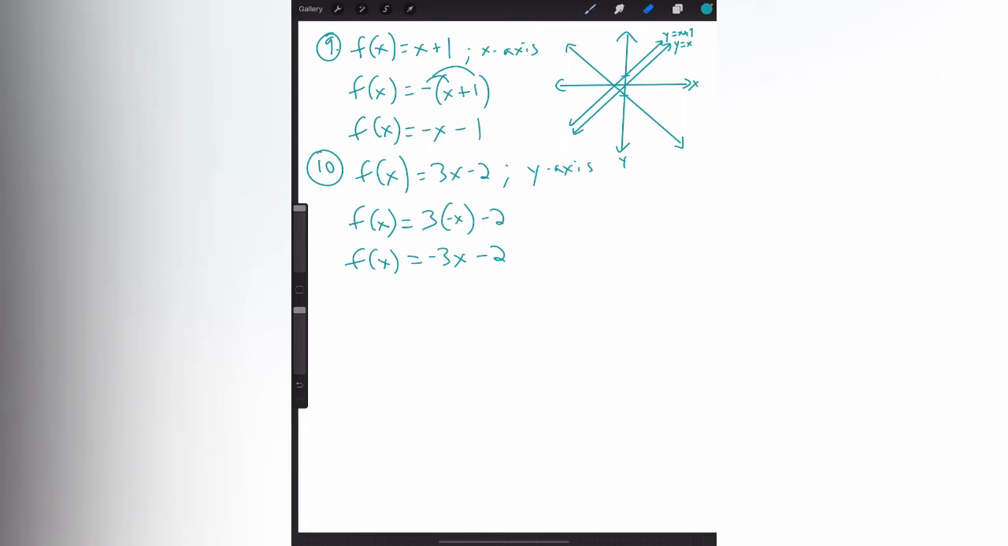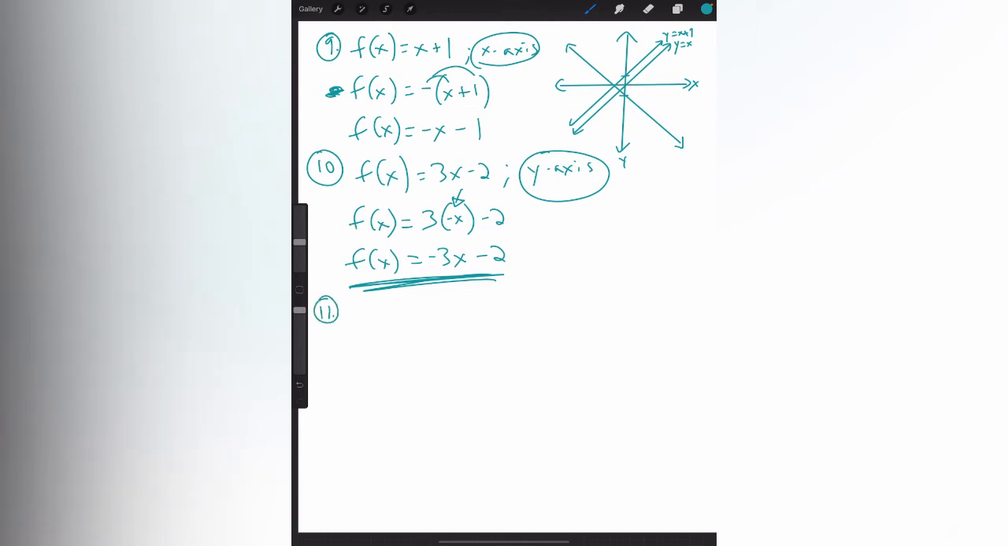And if you were to graph it, whenever you're reflecting over the x-axis, you would make sure to put a negative out in front, just like we did in this step right here. Okay, so that's whenever you're reflecting over the x-axis. Whenever you're reflecting over the y-axis, you're going to put a negative in for x, and then solve it and get down to what we have right here. Okay, so that's number 10.